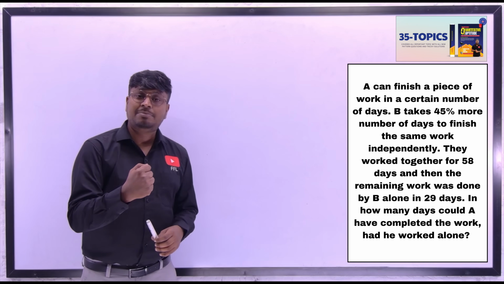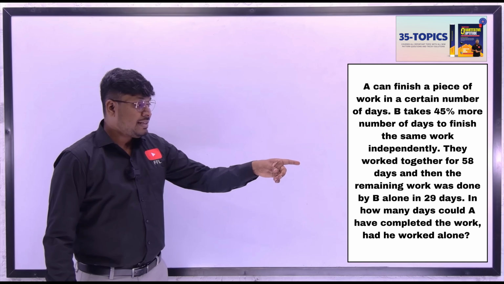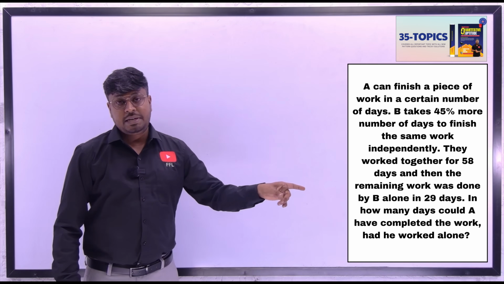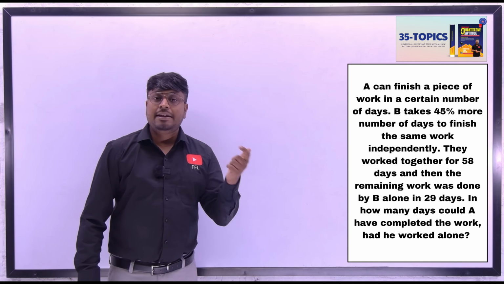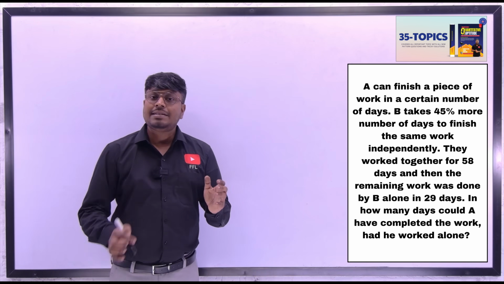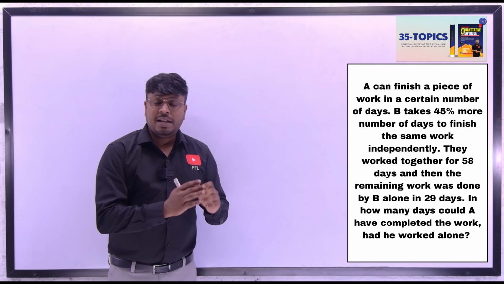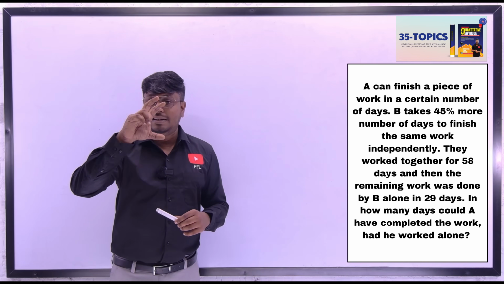And this concept is similar: they work together for 58 days and then the remaining work was completed by B. That means after working for some days, person A left, and the remaining work was completed by B alone in 29 days. It's a leaving and joining concept where you can solve this question by the single equation method.